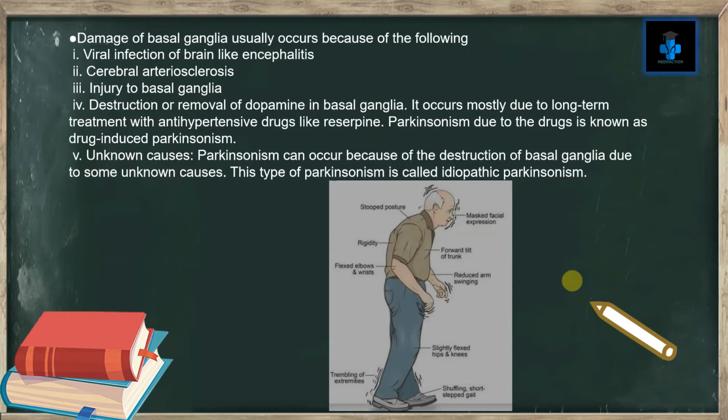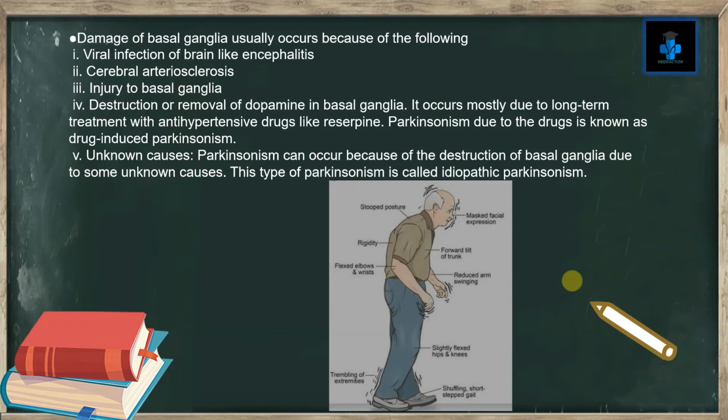Damage of basal ganglia usually occurs because of the following. Number 1 is viral infections of brain like encephalitis. Number 2 is cerebral arteriosclerosis. Number 3 is injury to basal ganglia. Number 4, destruction or removal of dopamine in basal ganglia. It occurs mostly due to long-term treatment with antihypertensive drugs like reserpine. Parkinsonism due to the drugs is known as drug-induced Parkinsonism.